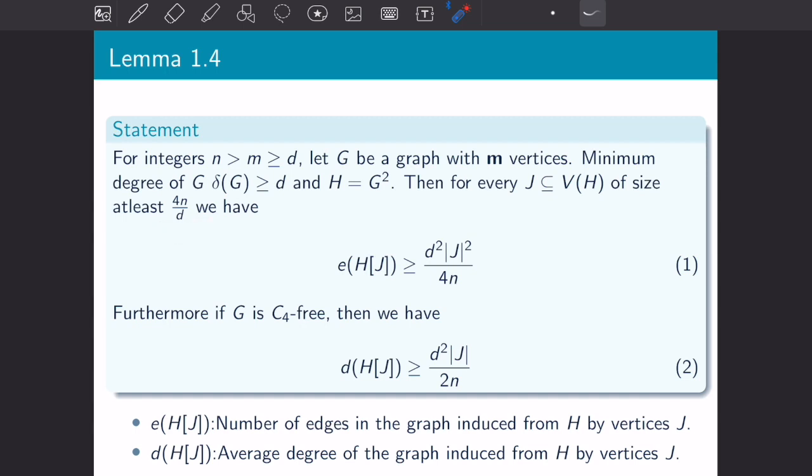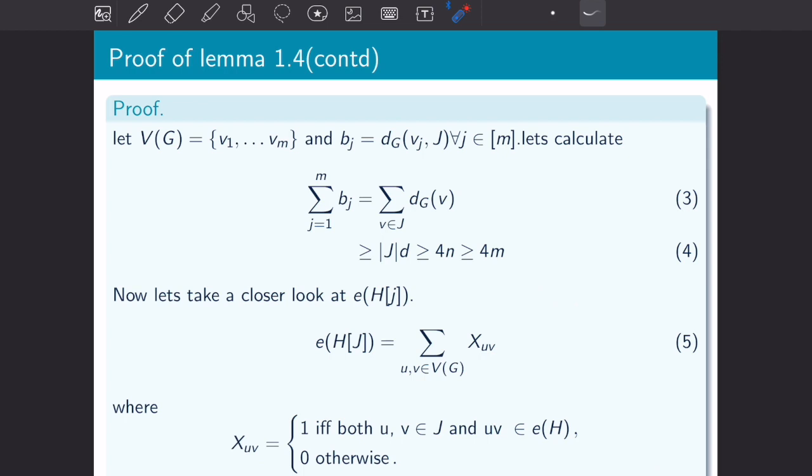Now the lemma states two results. One is that the size of the edge set of H of J, which is the number of edges of H which include only the vertices in J, is greater than or equal to d square times cardinality of J square divided by 4n. Furthermore, we also have another result, which is only true when the graph G is C4 free. So when the graph G is C4 free, then the average degree of H of J is greater than or equal to d square times cardinality of J divided by 2n. So now let's prove lemma 1.4.